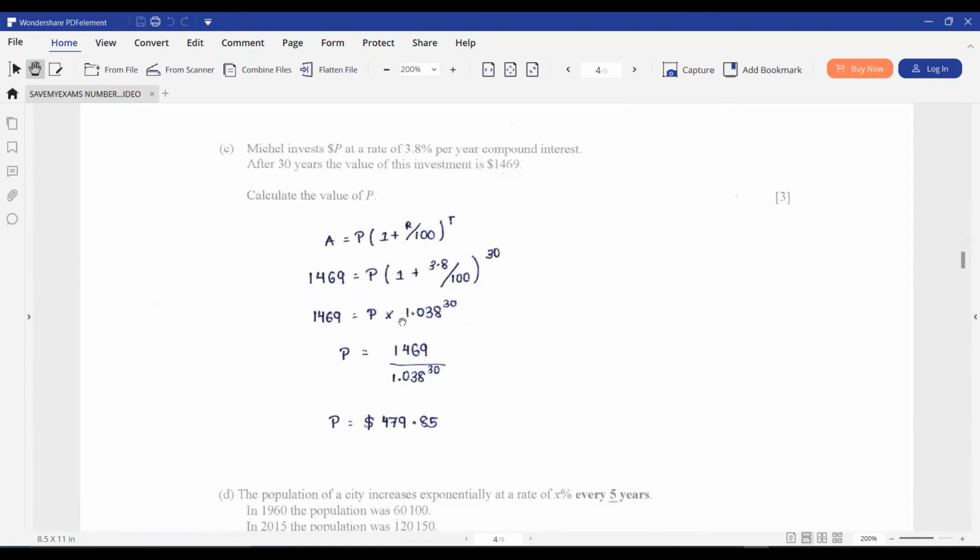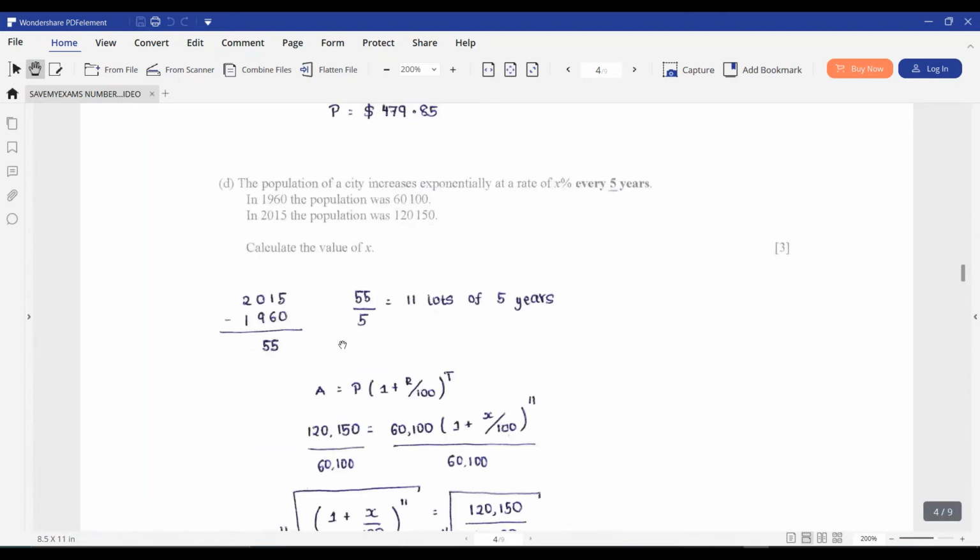Isolate P, so divide both sides by 1.038 power 30. Do this in your calculator and you should get that P is equal to $479.85. D. The population of a city increases exponentially at a rate of X% every 5 years.